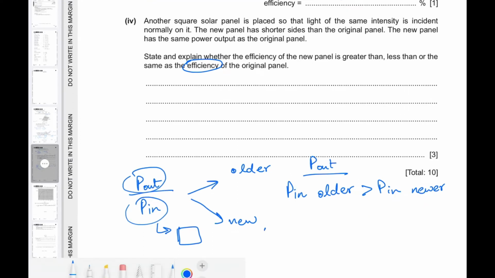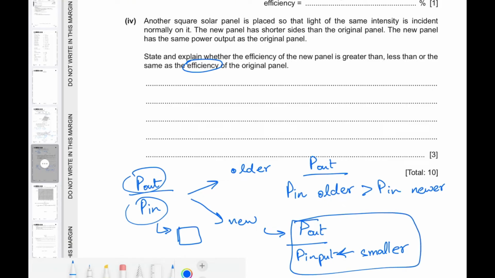That means the efficiency fraction for the newer panel will be larger. Since the denominator for the newer is a smaller value, this will lead to a larger fraction and therefore a larger efficiency for the newer panel.